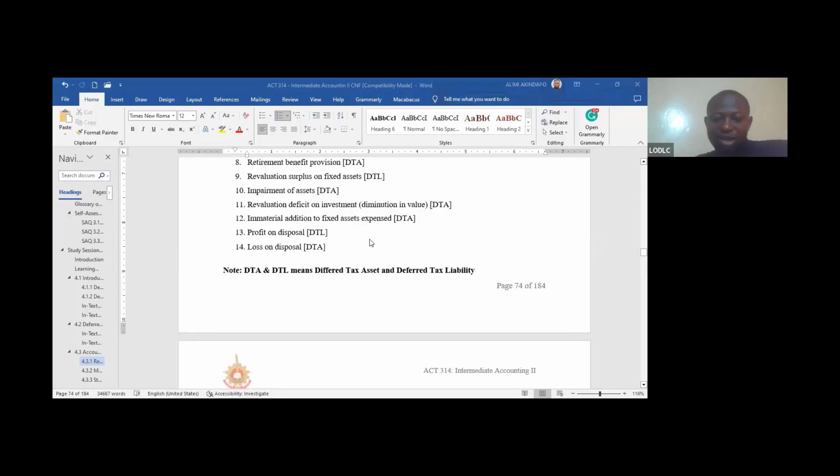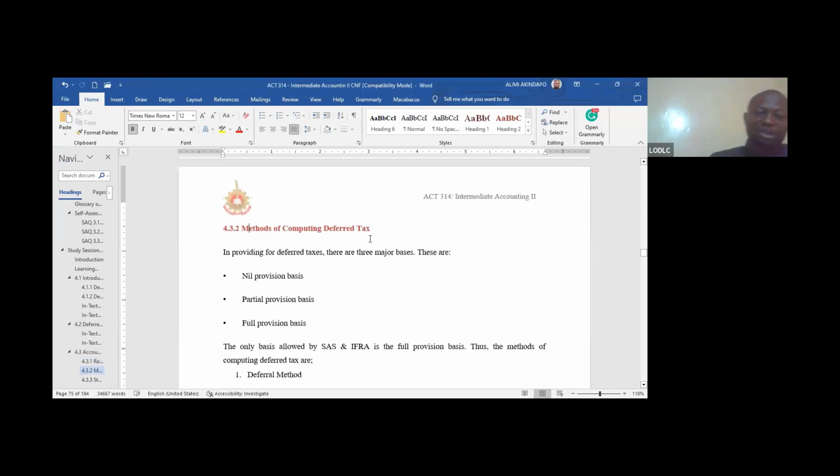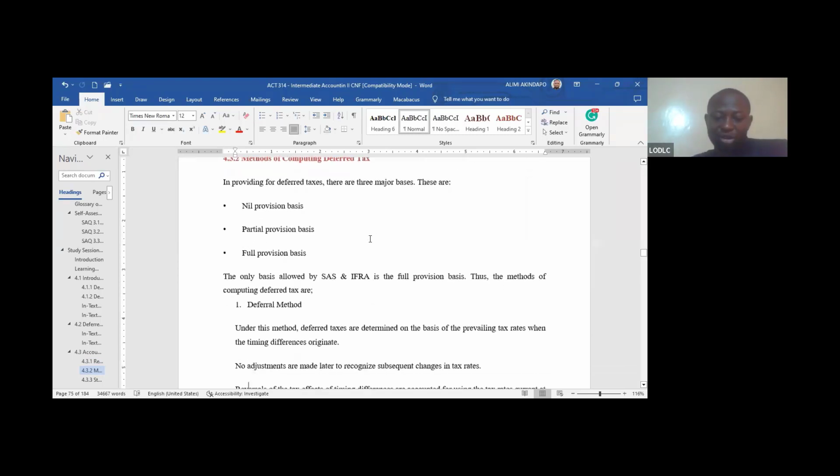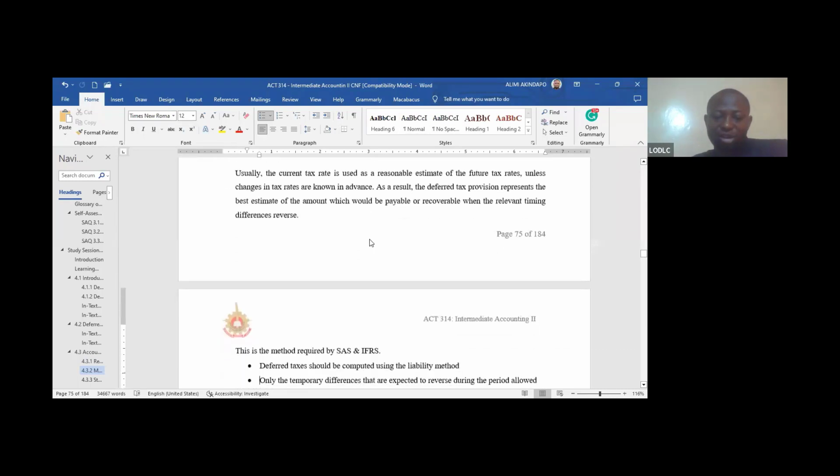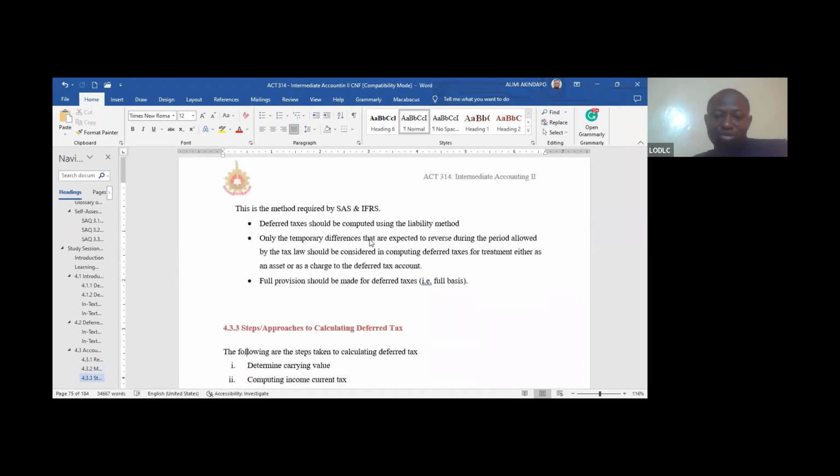So now the next thing here is, what are the methods of computing deferred tax? Under this method, we have the deferral method and we have the liability method. And those are the two methods that we have.